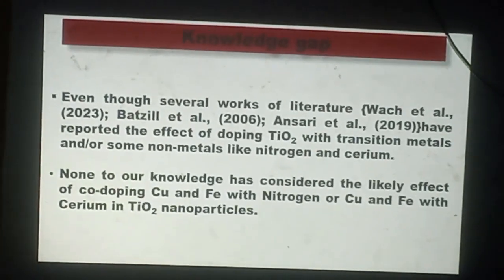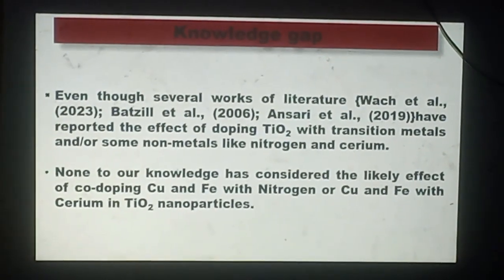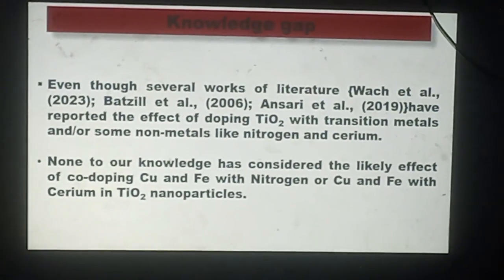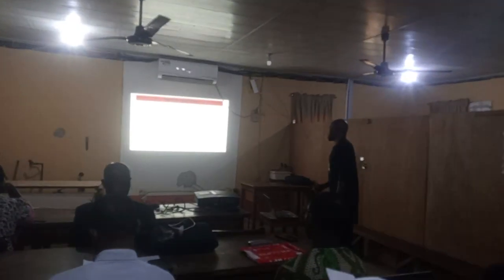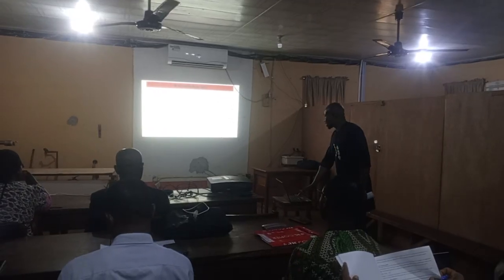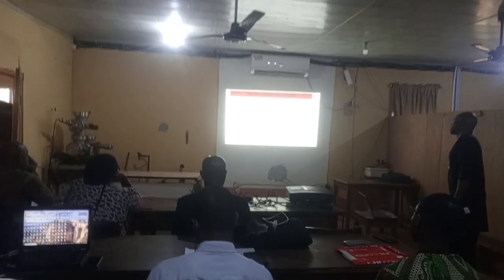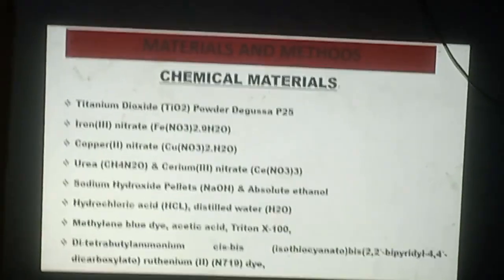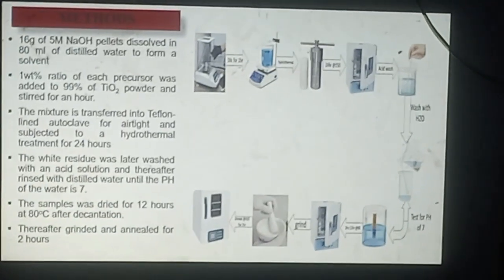So much work has been carried out in trying to improve the efficiency of solar cells and also to use TiO2 in our environment. But most of these researchers have never considered the effect of the chemical material that we are going to use. Then the methods.